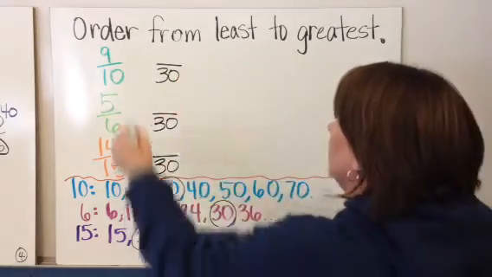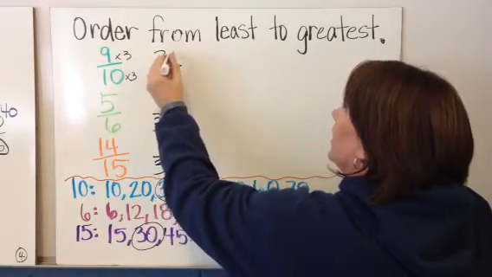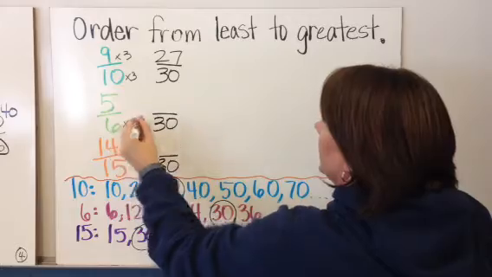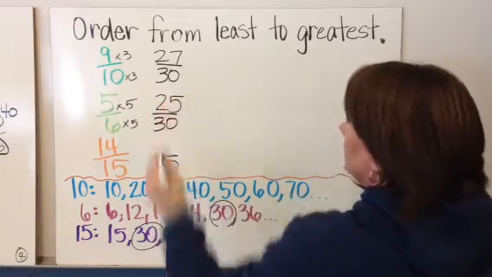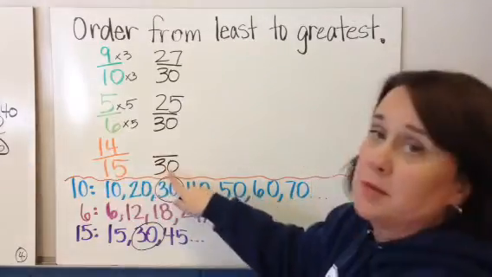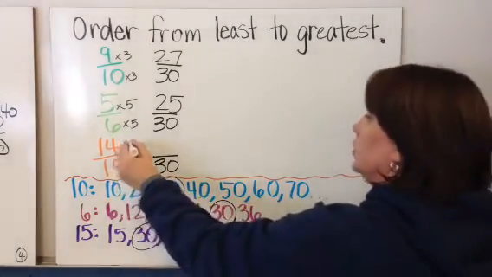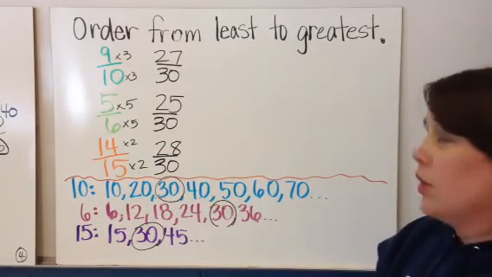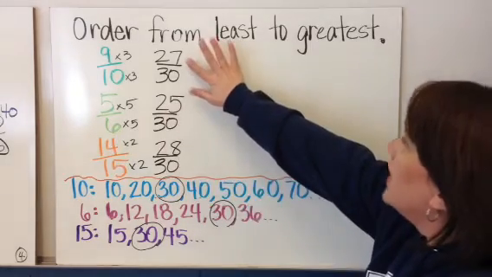10 times 3 equals 30, and so 9 times 3 is 27. 6 times 5 is 30, and so 5 times 5 is 25. And 15 times 2 equals 30, and so 14 times 2 equals 28. Now, they have all the same denominators, so it's very easy to order or compare.